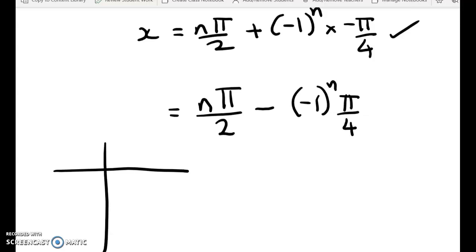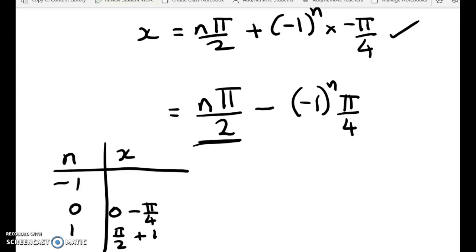And if we chuck values into there, let's have a look at what comes out. We don't have to do this, right? So we've done our general solution, but it's worth just getting a feel for this because I'm going to do this a second way and we're going to see that it looks different, but it's going to come out with the same thing. So here's n and here's x. So we'll do, I don't know, negative 1, 0 and 1. Let's start with 0. What do we get? Well, we get 0 for this bit minus pi on 4. For n equals 1, we get pi on 2 plus pi on 4. So that gives me 3 pi on 4.